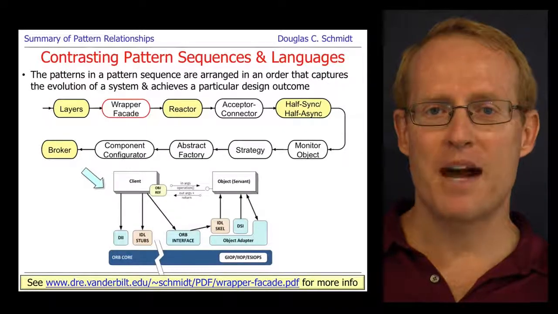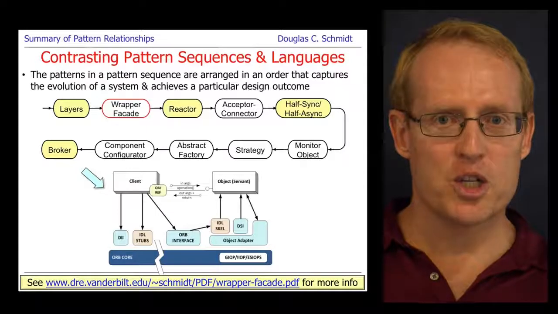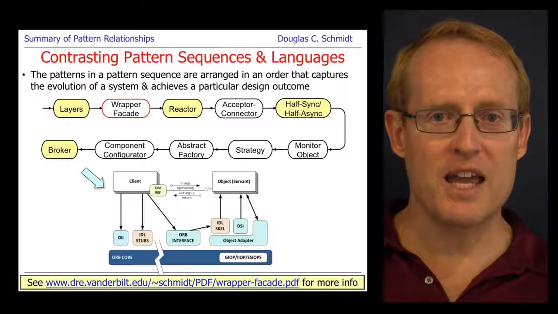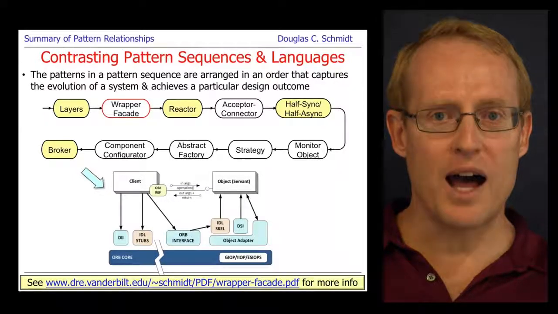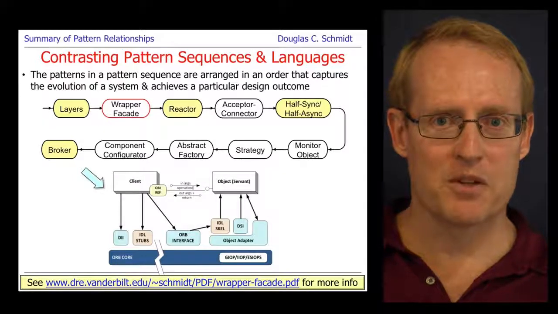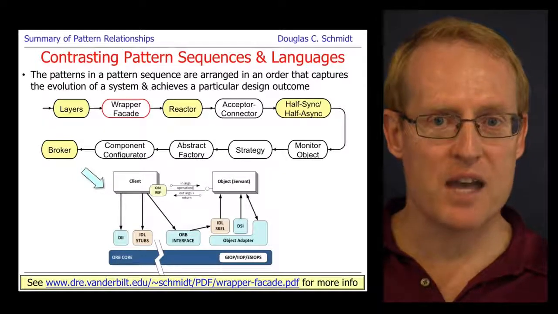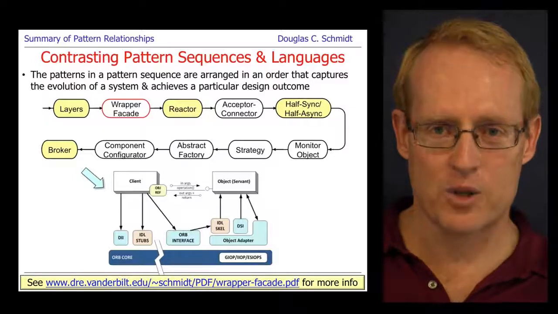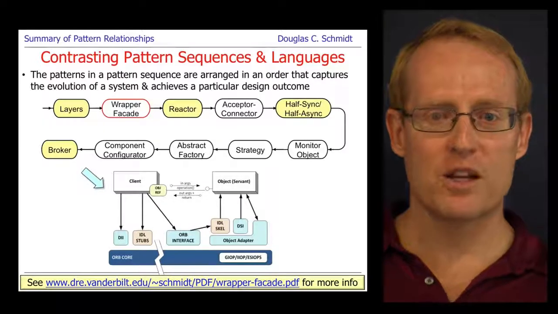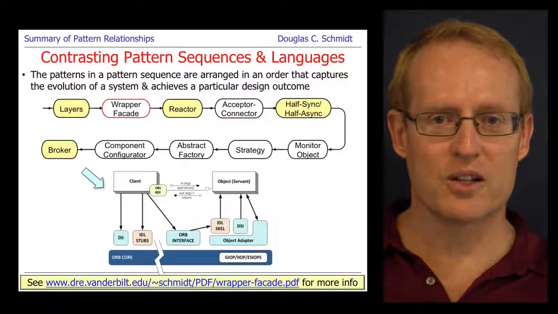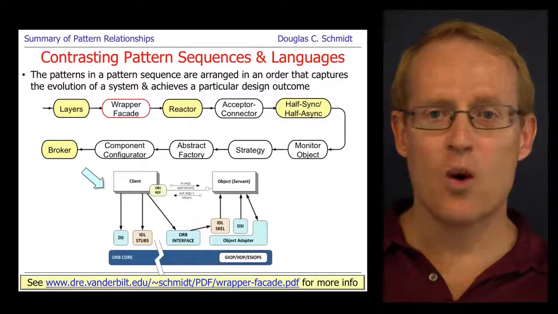The wrapper facade pattern makes it possible to shield the upper layer services and applications from low-level operating system portability concerns. So it makes it possible to wrap the OS APIs so you can run your broker on top of different versions of Unix, different versions of Windows, different real-time operating systems, and so on. You can take a look at this paper for more on wrapper facade, or take a look at the POSA 2 book.